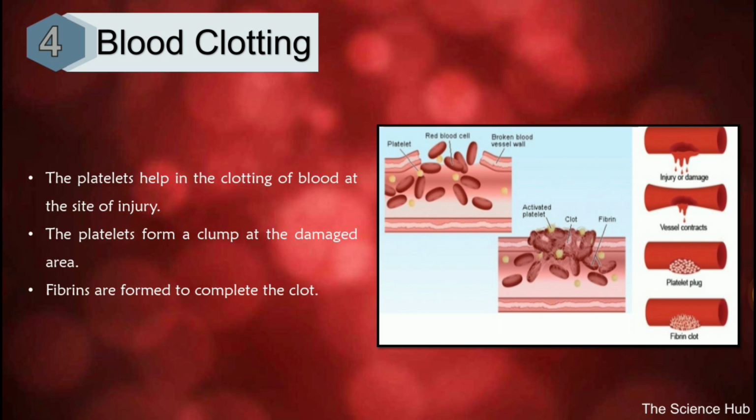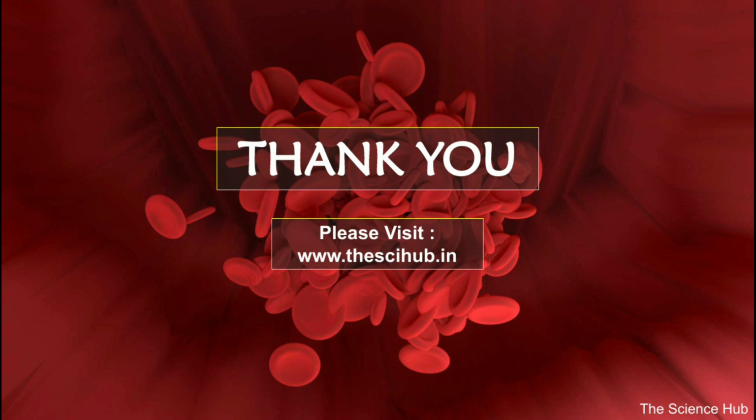Whenever there is an injury, our body starts losing blood at the site of trauma. The platelets present in the blood form a clump at the damaged area and prevent further blood loss. So that was it in the video.